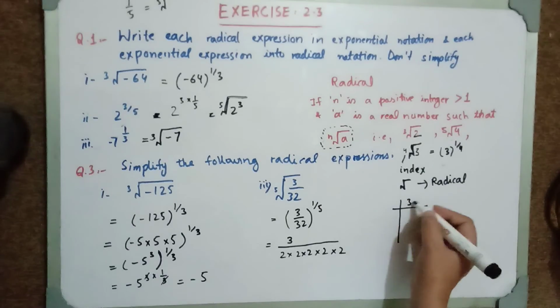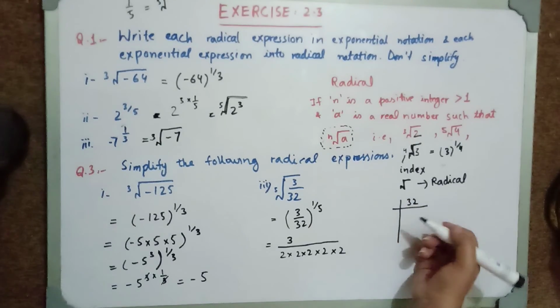So let's simplify another expression here. Let's write it in exponential form. It will be 3 over 32 raised to the power 1 by 5. And now 32, if I take its LCM, it will be 2 into 2 into 2. Let's just do it here so that you know how I'm writing it in powers of 2, but I'm sure that you are familiar with this part.